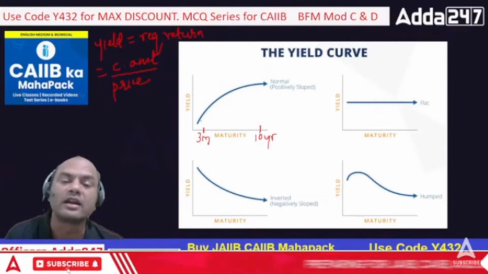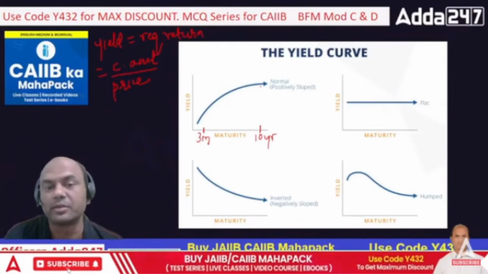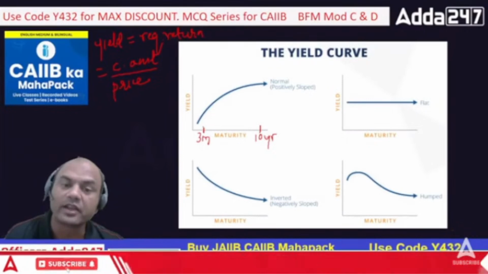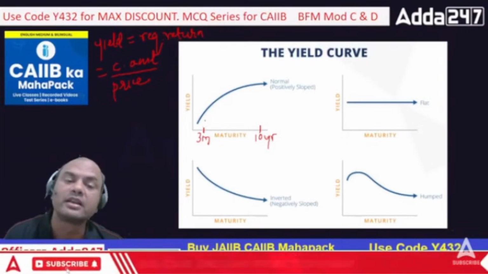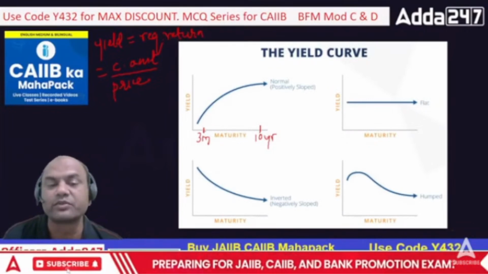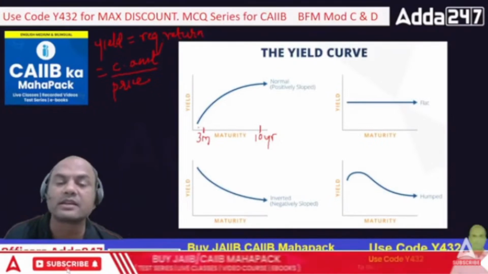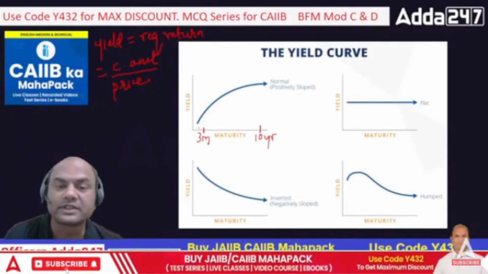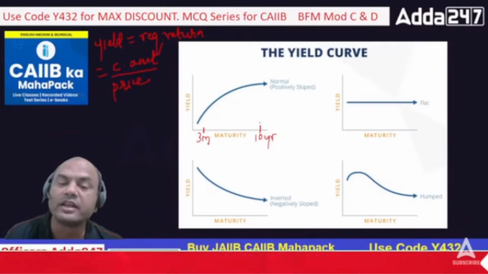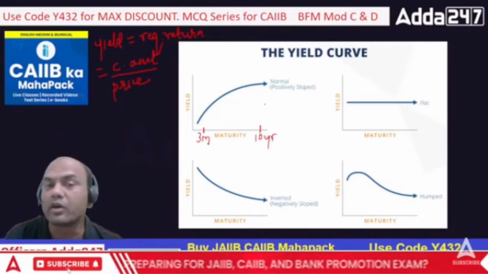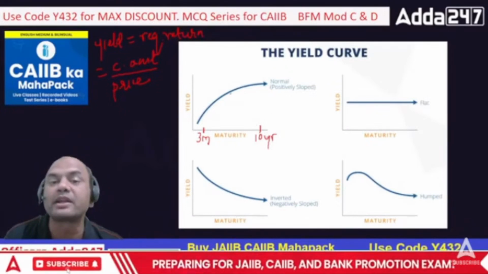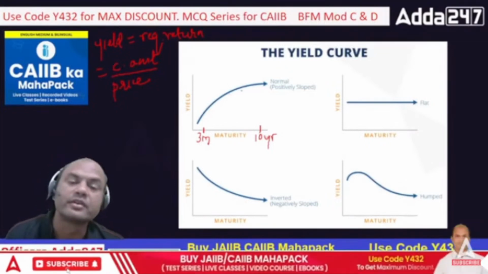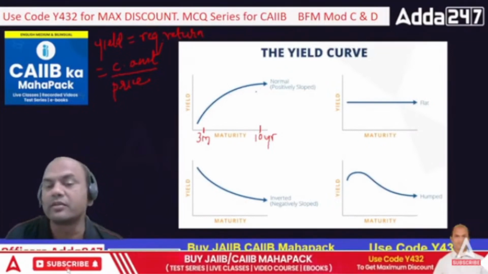Means the country is growing properly. It means, understand, if the yield percentage for the shorter period is lesser than the yield percentage for the longer period. Always remember, yield is what I am expecting now. Okay, so that is known as a normal yield curve.